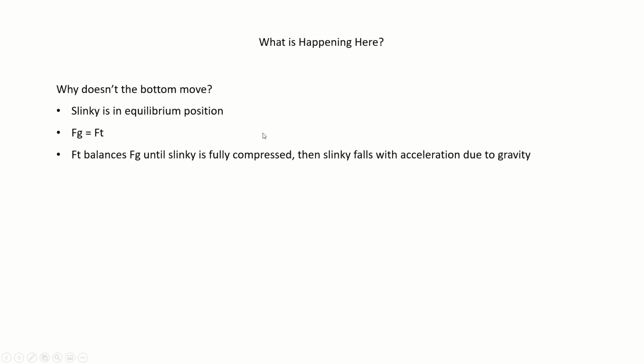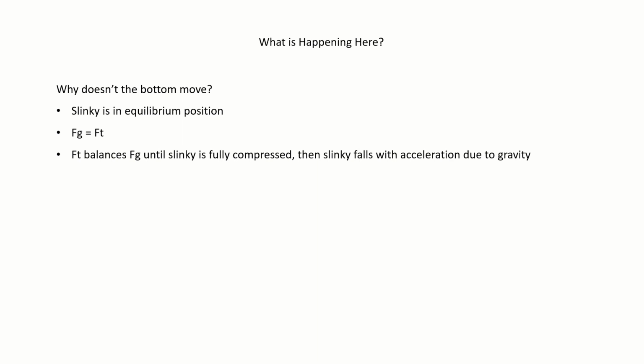Okay, so what is happening here? As you can see, the bottom of the Slinky doesn't move for most of the time the Slinky's in the air. And the reason for this is because when the man dropped the Slinky, or before he dropped it, when he let the Slinky extend, when it reached the bottom, it was in its equilibrium position, which means that all the forces are balanced out.